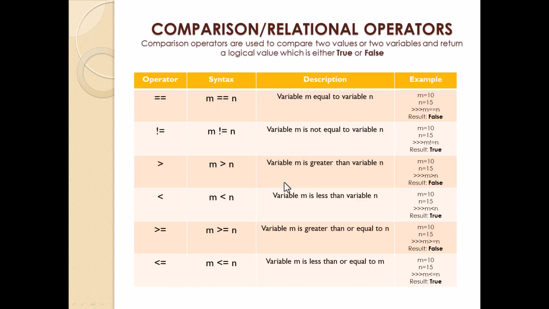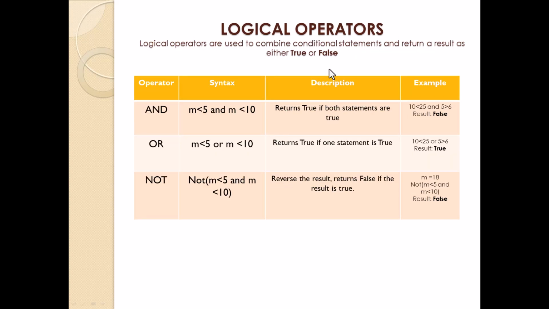Let's go on. Now we have the logical operators. Logical operators are used to combine conditional statements and return a result as either true or false. A conditional statement has to do with if, like a condition that you are putting there. If something happened, then the other one should do. Now there are three of them: and, or, and not.